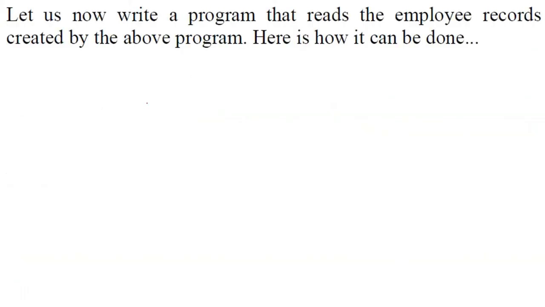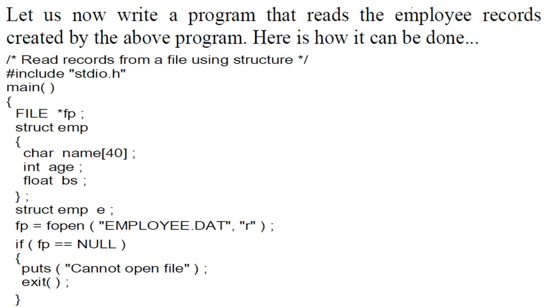Now let us write the program to read the employee records created by the program we have just written. We took the input from the user, we have placed it in the file. Now we want to read from the file. So this is reading a record from a file using a structure. Again we have stdio.h, we have a file pointer, and a structure variable. We assume the content is already written in this file, and we have 3 records written here: the name, age, bs, like this.